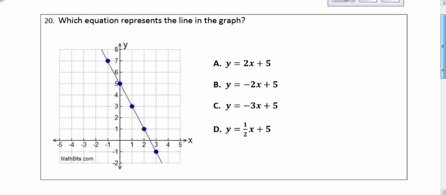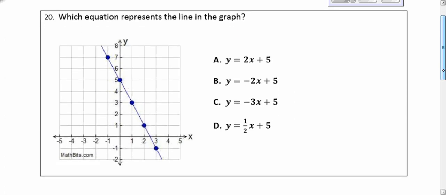Number 20, the last multiple choice question. What equation represents the line in the graph? The first thing that I'm going to do right here is just look at the line. It's a negative slope. This is going down from left to right. I'm canceling A. I'm canceling D. All right, negative slope. Now also I have a y-intercept of 5. Both of these choices that I have left have a y-intercept of 5.